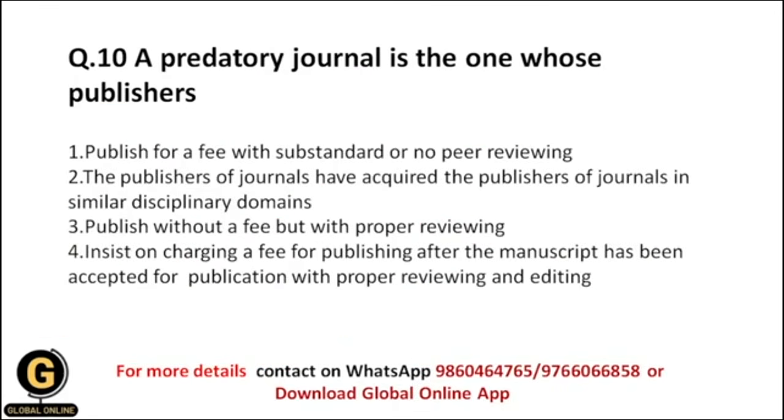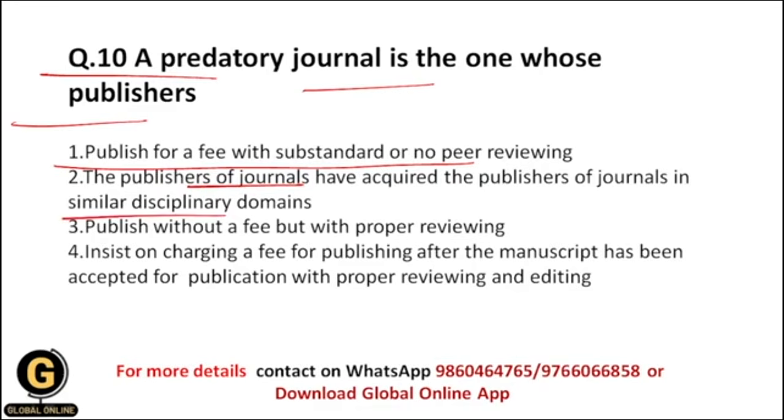Next, a predatory journal is the one whose publishers. So now what is a predatory journal and what are the publishers of a predatory journal? Options: publish for a fee with substandard or no peer reviewing; have acquired the publishers of journals in similar disciplinary domains; publish without a fee but with proper reviewing; insist on charging a fee for publishing after the manuscript has been accepted for publication with proper reviewing and editing.